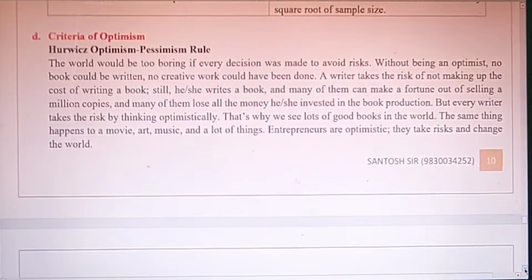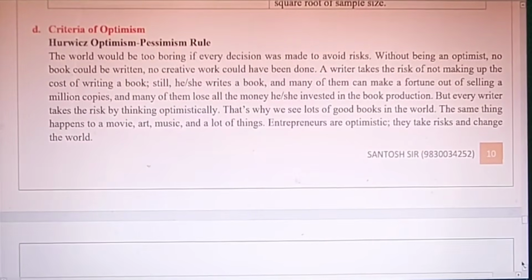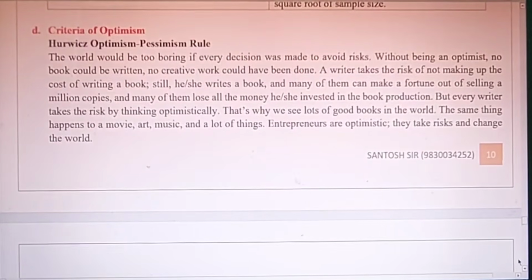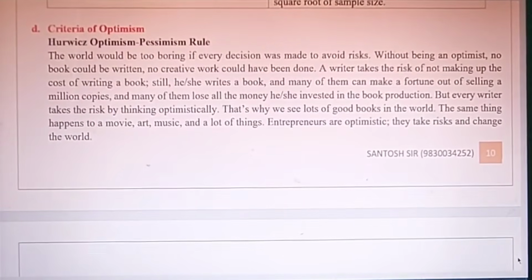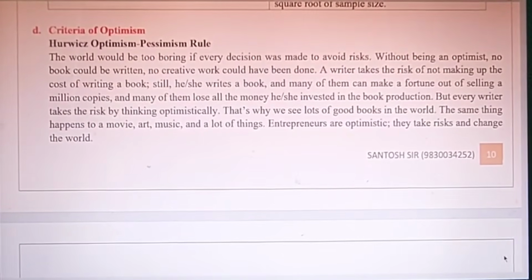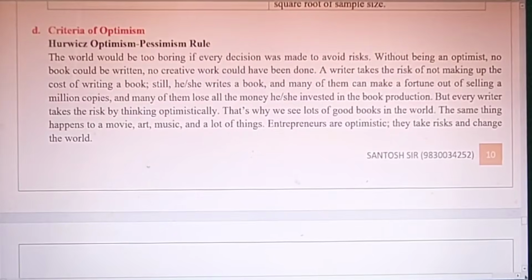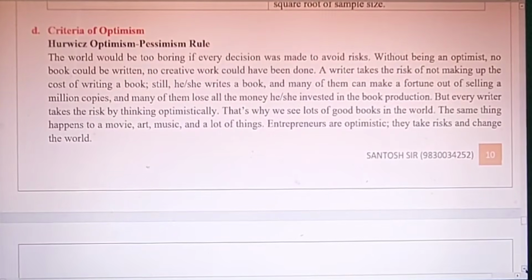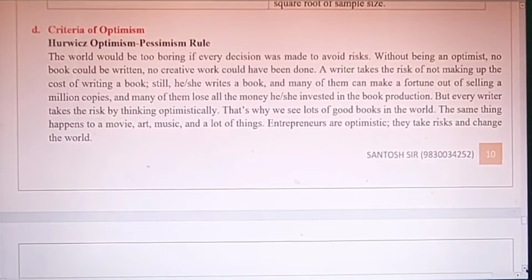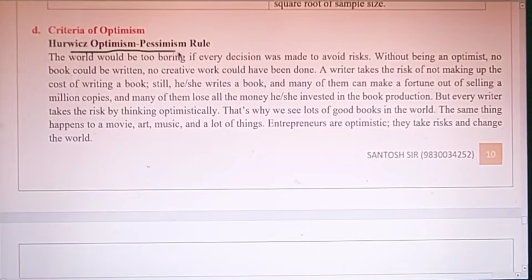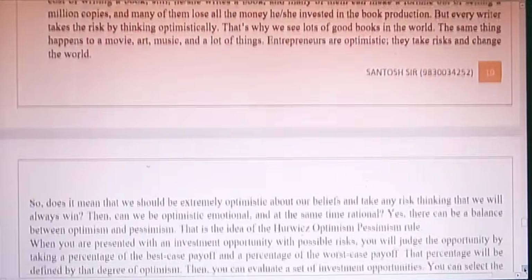Let's move on to the next one, criteria of optimism. Basically optimism means the enterprise should be optimistic. It should always be positive about this, because generally we cannot just avoid risk. Where there is risk, there is profit, there is a reward. So be optimist. This criteria of optimism was developed by Harvey's optimism pessimism rule. So you have to write a short note about this.